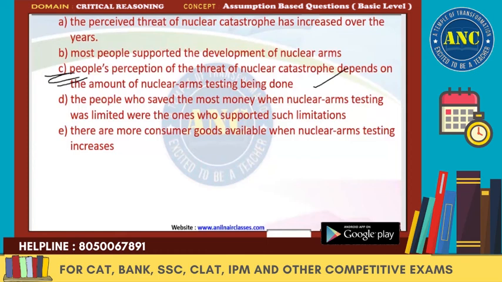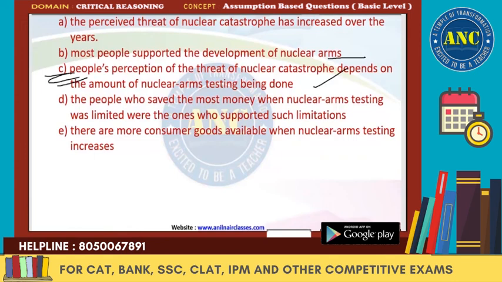Look at options A and B. The perceived threat of nuclear catastrophe has increased over the years. Most people supported the development of nuclear arms. The conclusion does not depend on there having been an increase in the perceived threat over time or on how many people supported the development of nuclear arms. Hence, both of these options cannot be assumed.